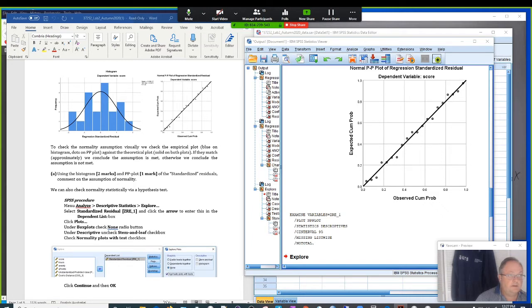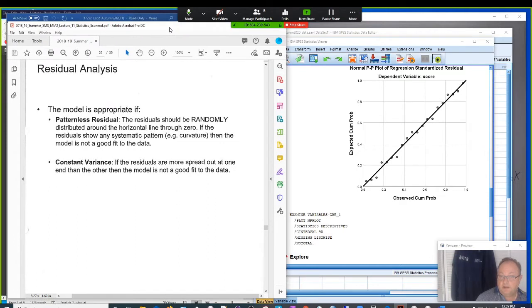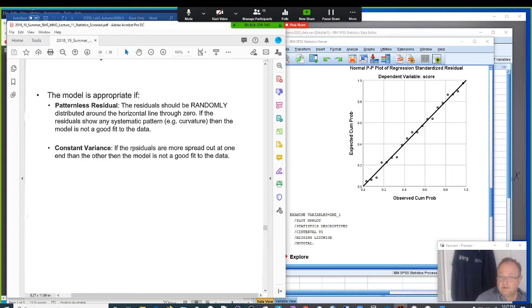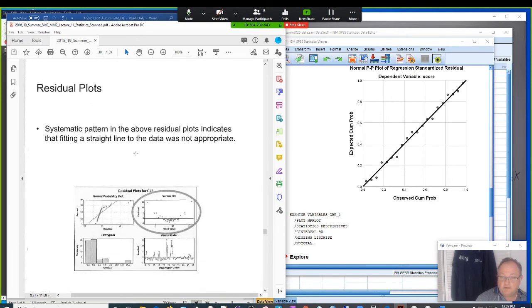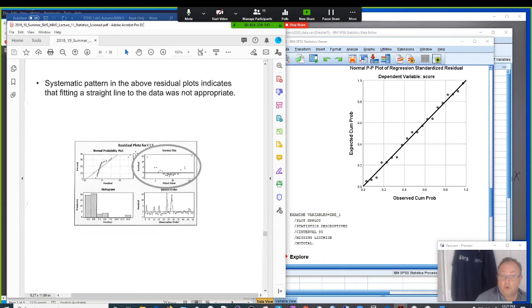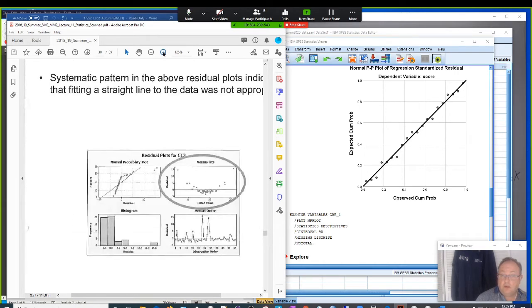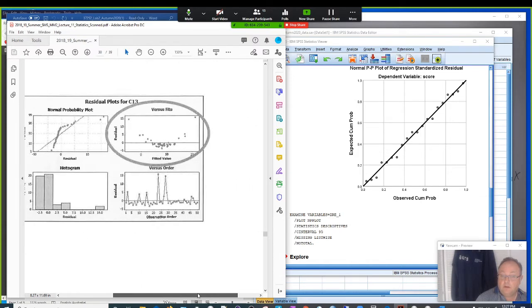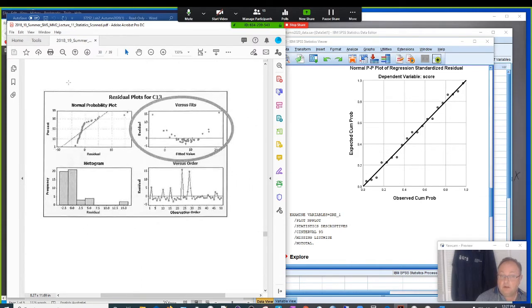So let's have a look at this. This is me bringing in some third-party information. There's a patternless residual and constant variance. Those are the things we're looking for in terms of assumptions. Today is all about this analysis of assumptions. Look at the difference for this particular example. I'm contrasting now. Look at this fits plot, the residual plot. Wow, that's not a good fit.